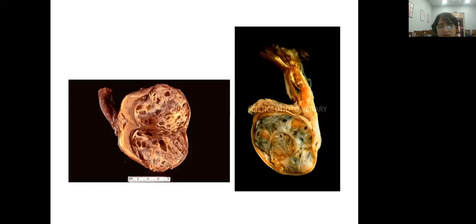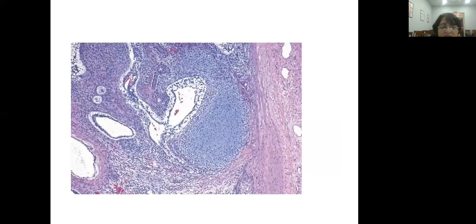So this is a teratoma. These are cyst-like structures, and this is the epididymis, this is the scrotal sac. The testis has been replaced by a teratoma. Now this is the microscopic image. This is the image showing the different components which are seen in a teratoma.